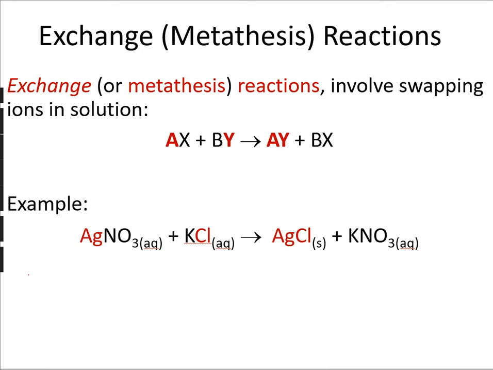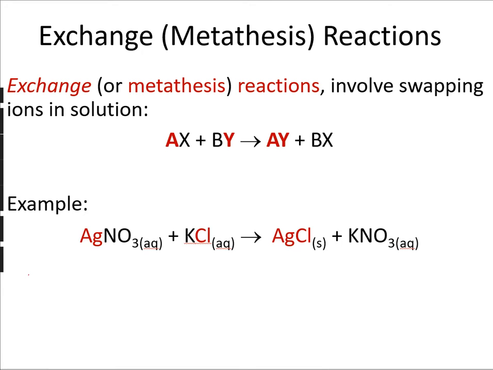Essentially, with a metathesis reaction, you're starting with two compounds. It can be two ionic compounds or an acid and a base, but you're starting with two compounds. They basically swap partners and you end up with two new compounds. The general formula for that is AX plus BY reacting to form AY plus BX.